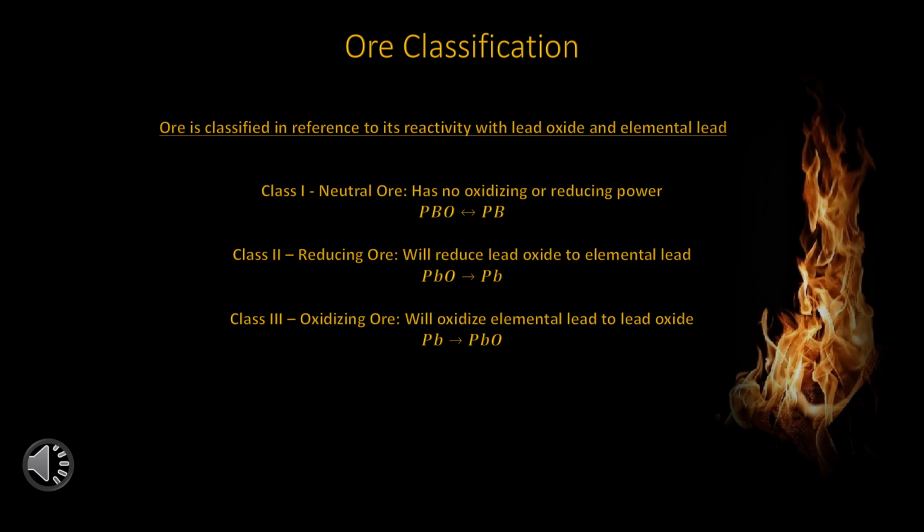Class 3 ores are oxidizing. They inhibit the formation of the lead button. These ores have the tendency to want to give up their oxygen atoms instead of wanting to liberate an oxygen atom from a compound. It is important to realize that the classification of ore material is in reference to the lead oxide and the elemental lead. This is what the charge calculations are mainly based on and will be discussed in detail in a future presentation.